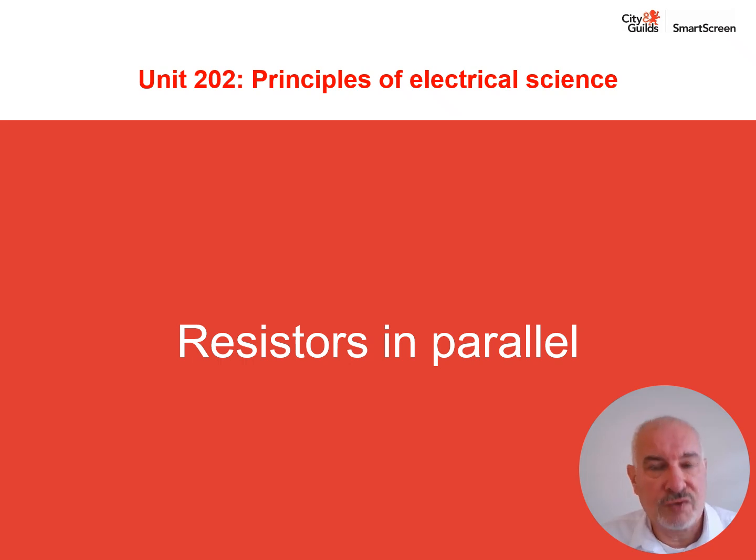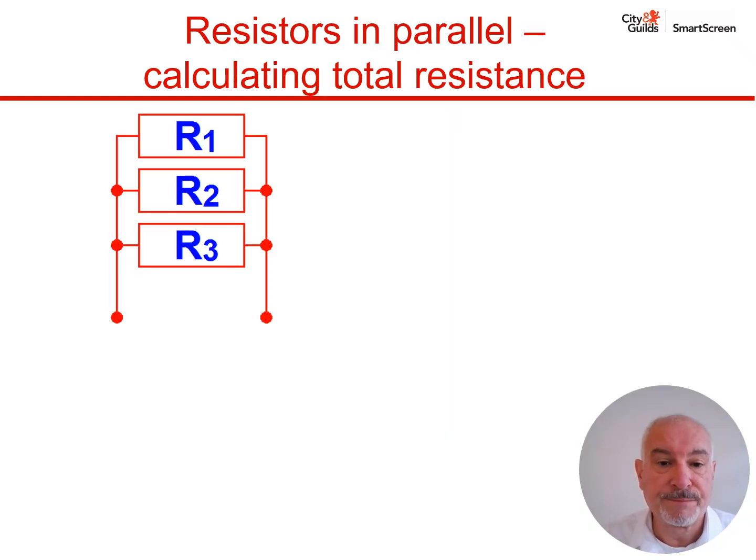This video is all about resistors in parallel, and we're now going to look at how we calculate the total resistance when a number of resistors are connected into a circuit in parallel. So it's called a parallel circuit. Here are three resistors connected in parallel. Now this actually holds true whether there's 2, 3, 4, 5, whatever number.